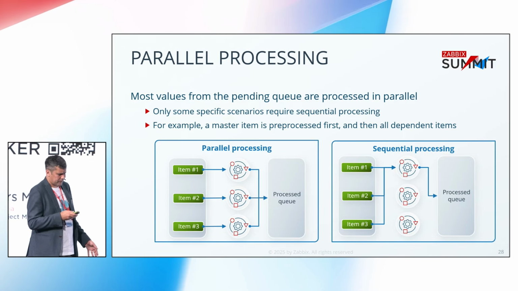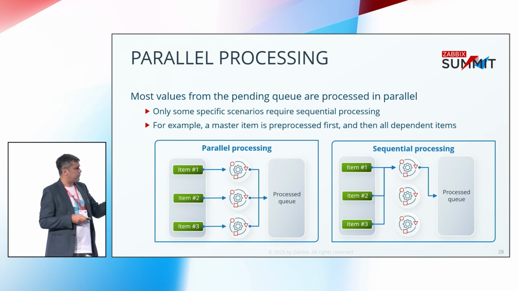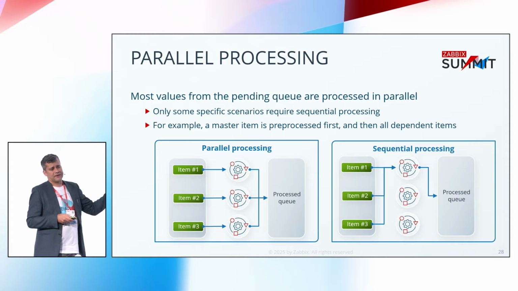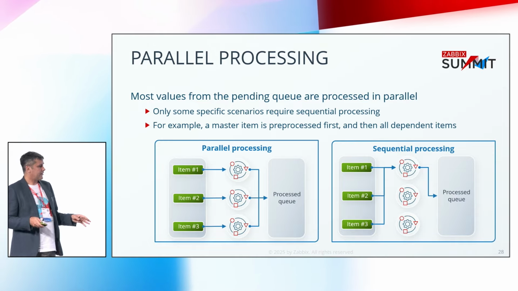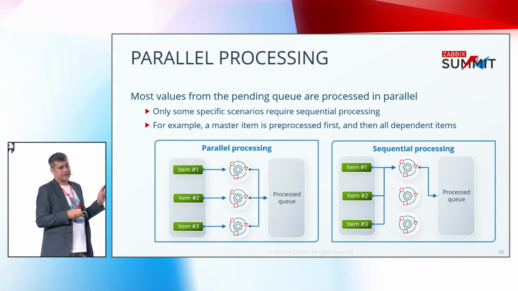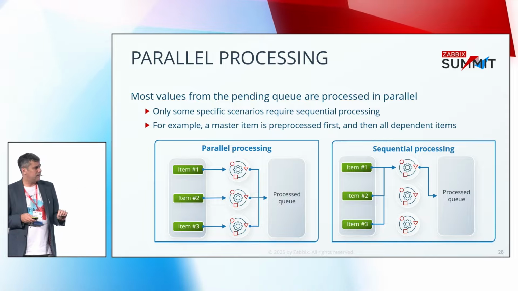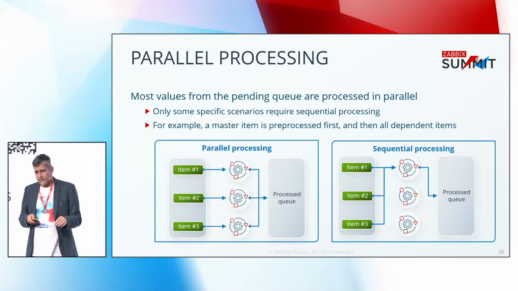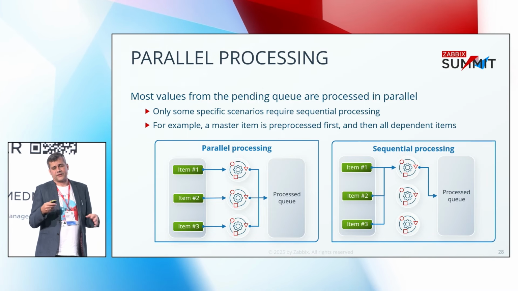This slide looks complicated, but the main idea is we try to pre-process as many metrics as possible in parallel. So they arrive in parallel. We have 16 preprocessors, or maybe we have 100 preprocessors, and everything is processed in parallel. Sequential preprocessing is only required for master items, dependent items, or some other specific use cases.